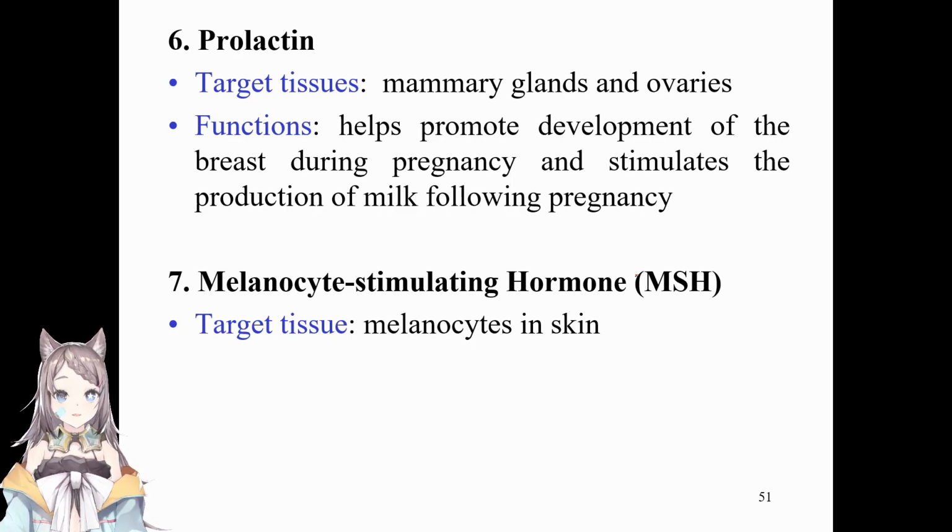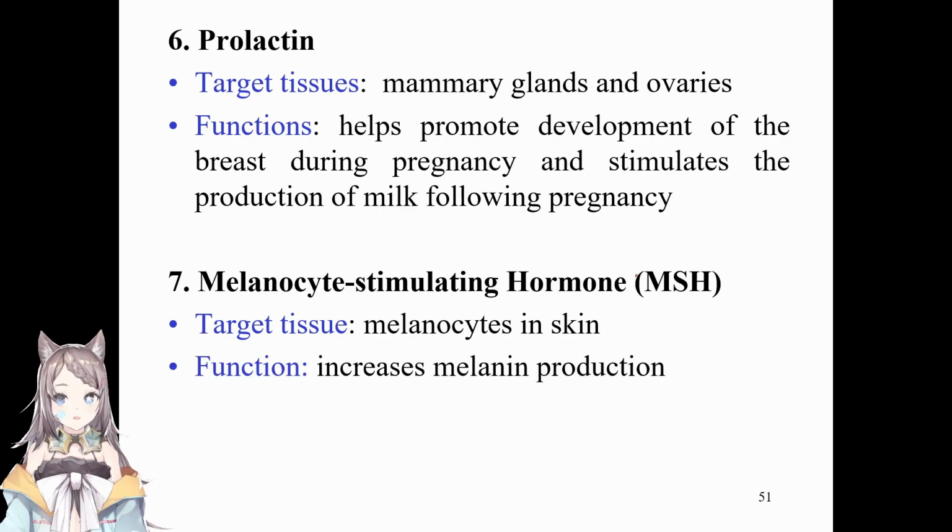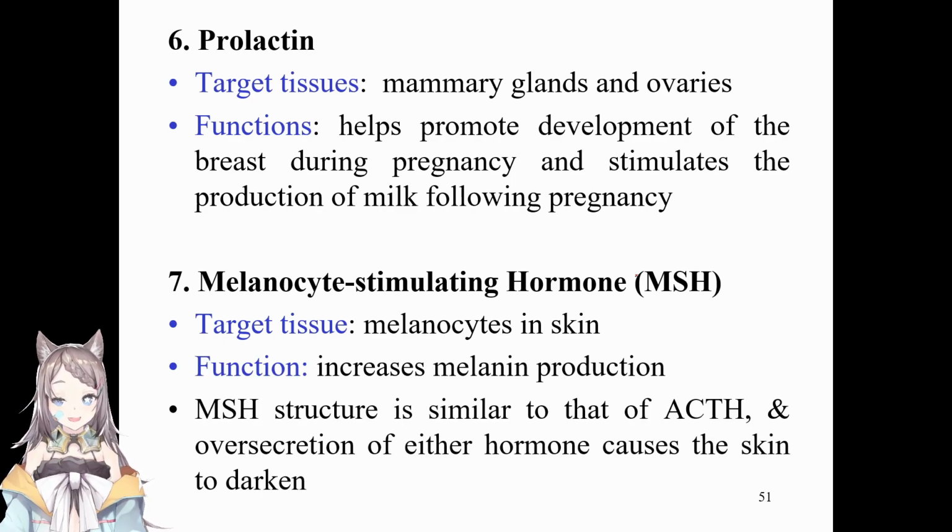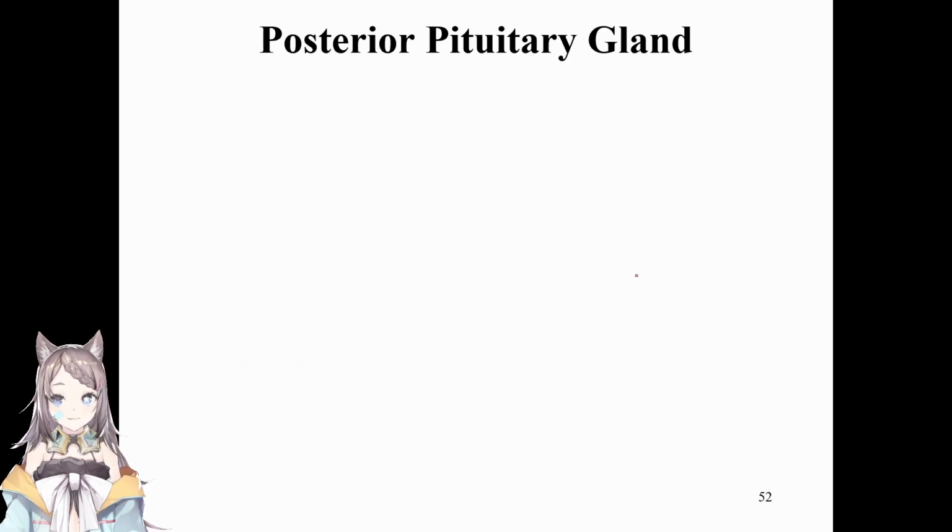Next, you have your melanocyte-stimulating hormone. So the target is the melanocytes in your skin. It increases melanin production, and the MSH structure is similar to ACTH structure, and oversecretion of either hormone causes the skin to darken. Okay, so this is a good example of what we talked about earlier about how a family of hormones can cause similar effects.